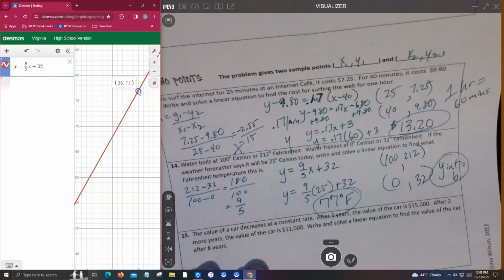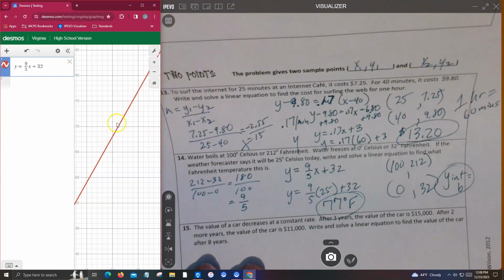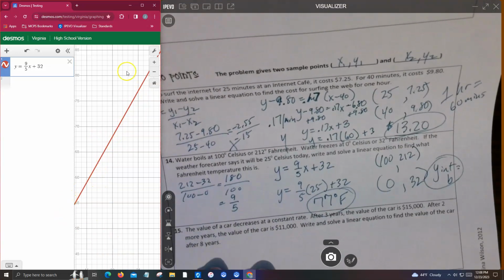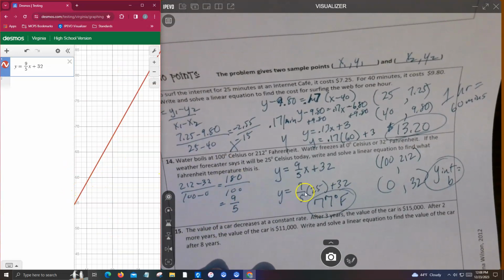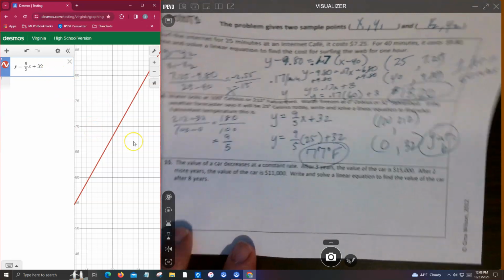So you could actually use the graph to look up. So if they gave you 5 more questions about what would happen with different Celsius, you could actually just go along this line and find them. You could find 10 degrees, you could find 15 degrees, you can do whatever without plugging them in every single time. You can actually use the graph.